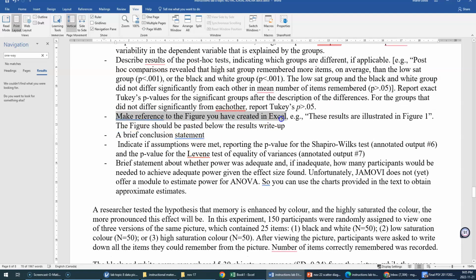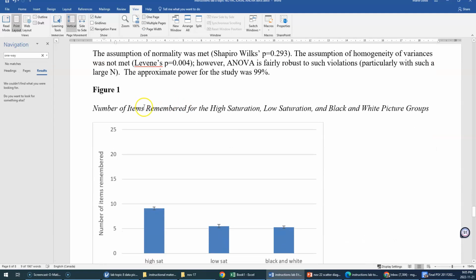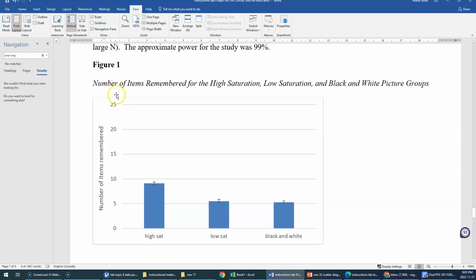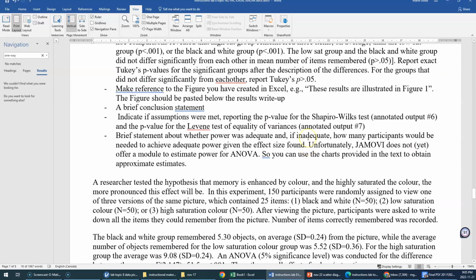You're making reference to the figure you created in Excel. This is the same as we did for the other tests, saying these results are illustrated in figure 1. And the figure should be pasted below the results write-up. And so you can see right after my results write-up comes my figure, and it's got to have the bolded figure 1, and then underneath that, the more descriptive title.